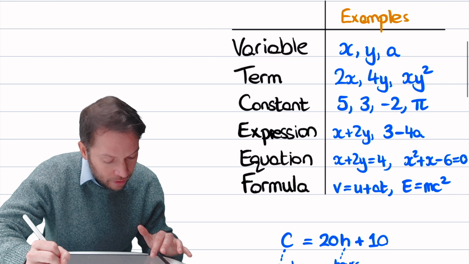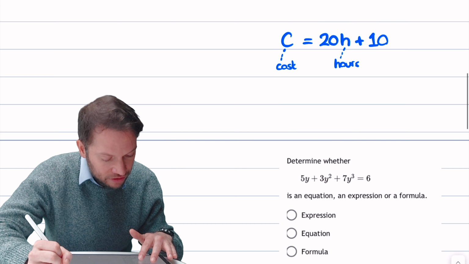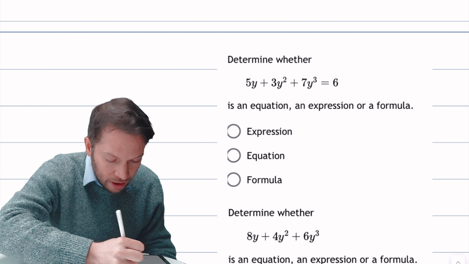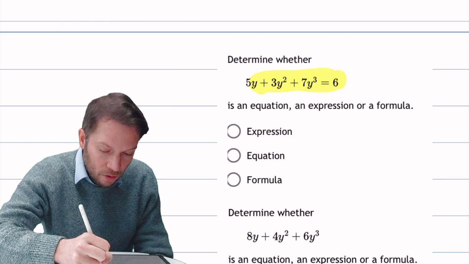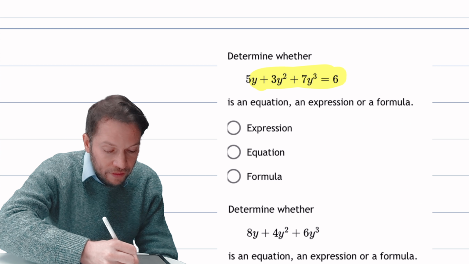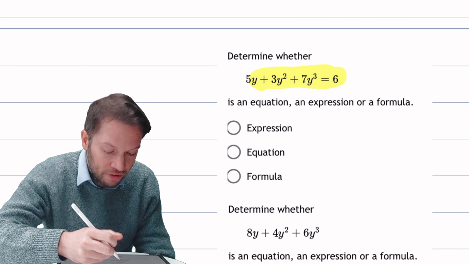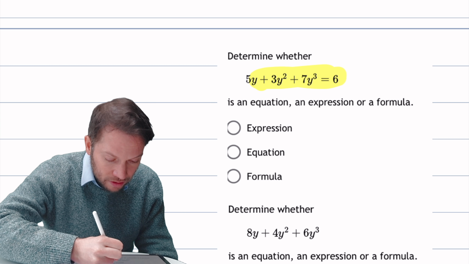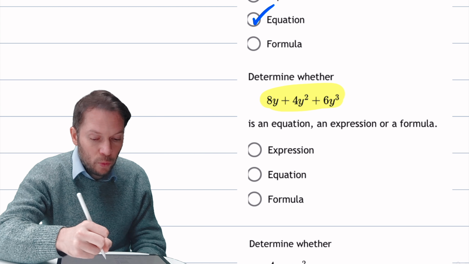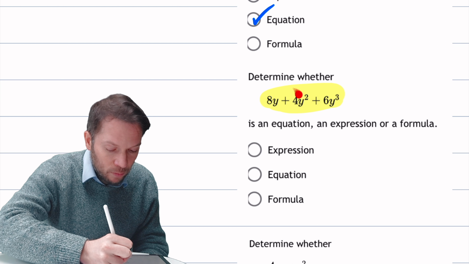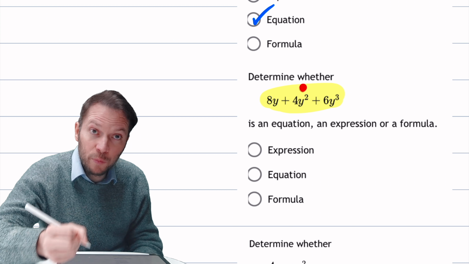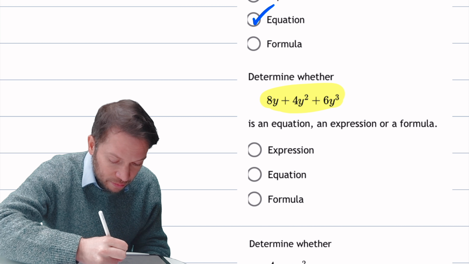Now let's finish by just doing a few more examples. Right, we've got this thing here. Is that an equation, expression, or a formula? Well, it has an equals, so it's either an equation or a formula, but we don't have a single variable on the left of the equals, so it's going to be an equation. What about the next one? This thing here. Well, we've got a collection of terms. 8y is a term, 4y squared is a term, 6y cubed is a term, and we've got a collection of terms. We called that an expression, didn't we? So this is an expression.